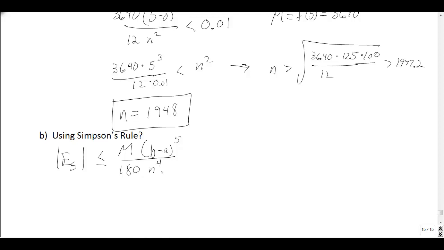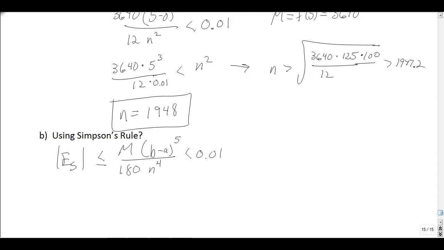So the power of Simpson's rule, instead of an n squared, I get an n to the fourth. Instead of a square root, I get a fourth root. Now I'll get a bigger number in here, but I take a higher root, can give me a smaller number here. And I want that less than 0.01. Okay, so we're going to fill things in.